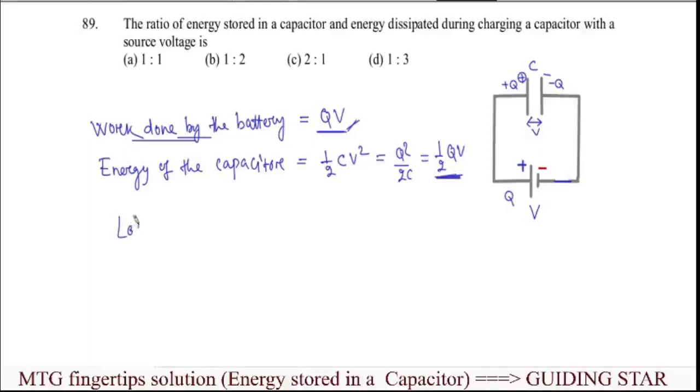So loss of energy will be how much? It will be half QV. Clear? So this is what it is asking, the ratio of energy stored in the capacitor, which is half QV, and energy dissipated during charging. So during charging how much energy is dissipated? That energy is nothing but the same energy. Clear? So what will be the ratio of these two? The ratio of these two will be 1:1.